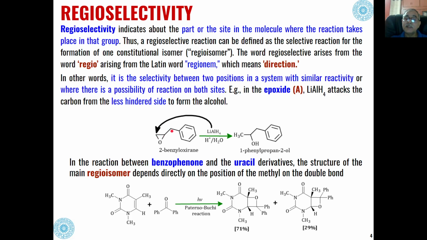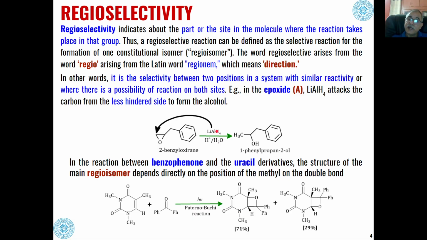This carbon is attached to a benzyl group, whereas this is an unsubstituted carbon, where there are two hydrogens attached. If a reduction of this followed by hydrolysis is done, that means ring opening of this epoxide ring will take place to give you alcohols as the product. And now we know that in case of reducing agent, the attacking reagent here is the hydride ion in case of lithium aluminum hydride.